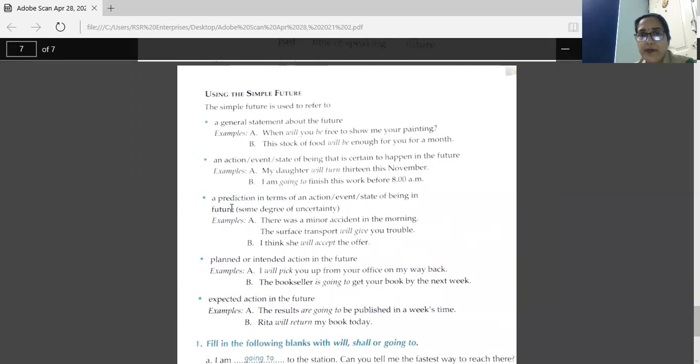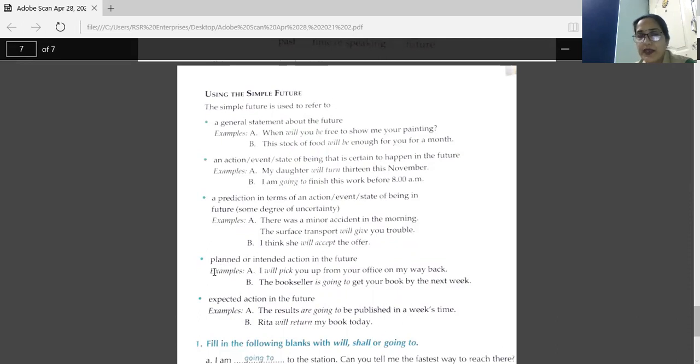Next point, a prediction in terms of an action or event or state of being in the future. There was a minor accident in the morning. The surface transport will give you trouble. So this may happen because here we have some degree of uncertainty. So will give, simple future. It's a kind of prediction, so not sure of this thing. I think she will accept the offer. So this is also a prediction. So will accept is simple future tense here.